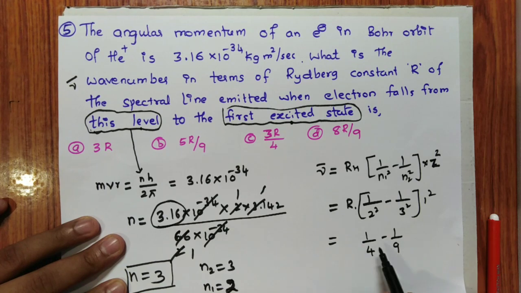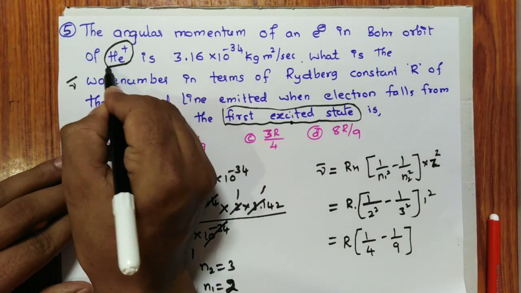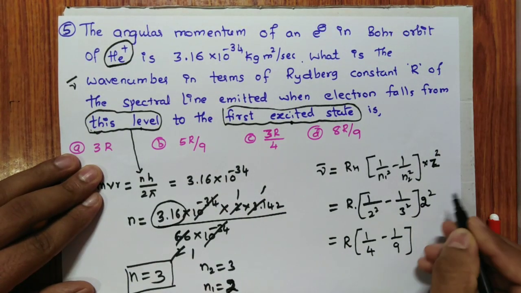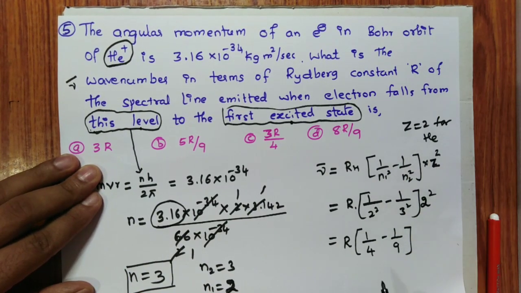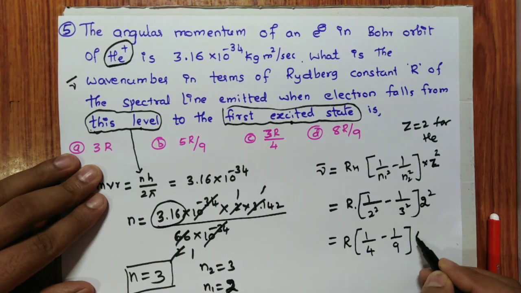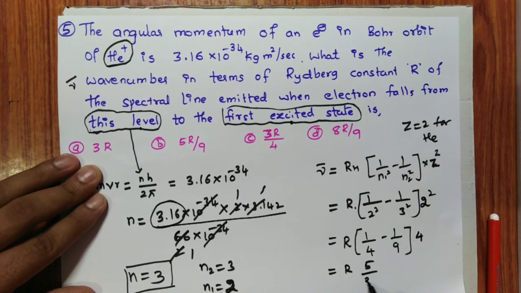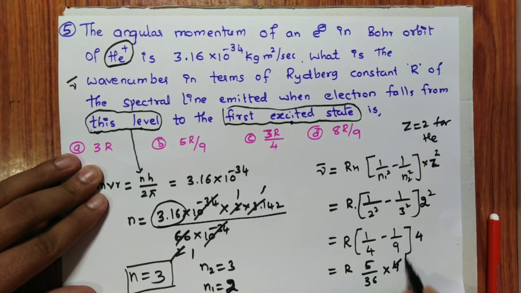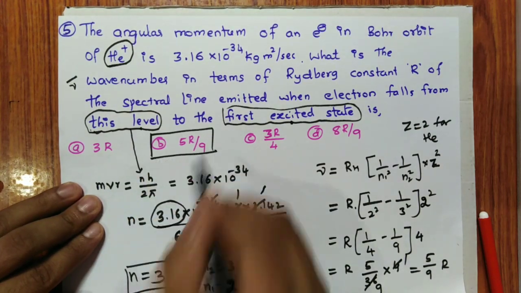Then the R value here in this particular case, sorry, here helium is given, remember. So it should be 2 square. Z for helium, helium is Z is equal to 2. So 2 square means here you can write 4. So it is equal to R into 9 minus 5, means 5 by 36, you got 5 by 36 into 4. So 4 ones are 4, nines are 9. So you are going to get the answer 5 divided by 9R. So 5 divided by 9R is nothing but option B here.